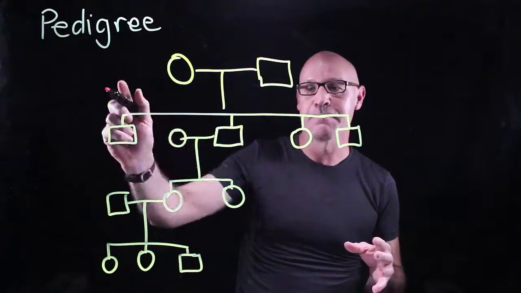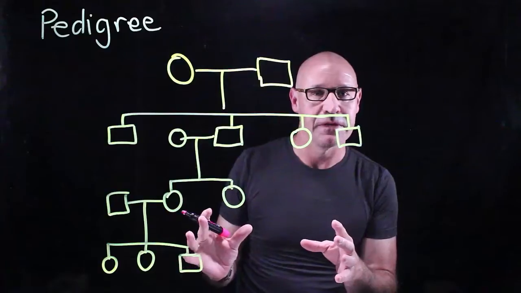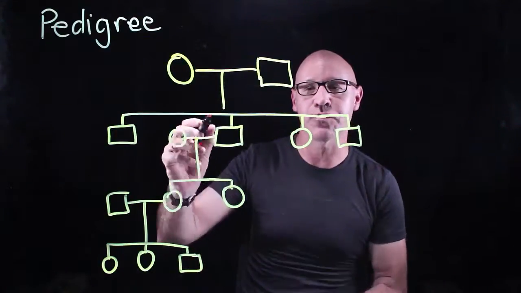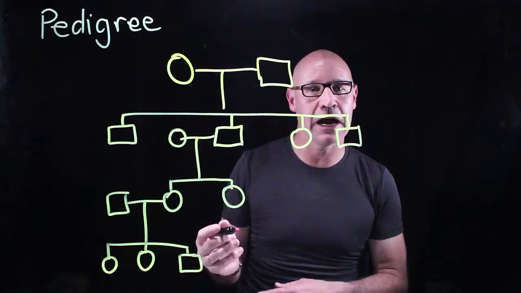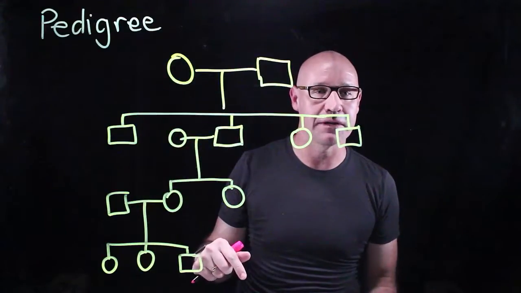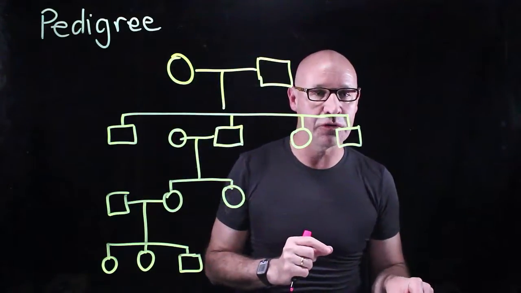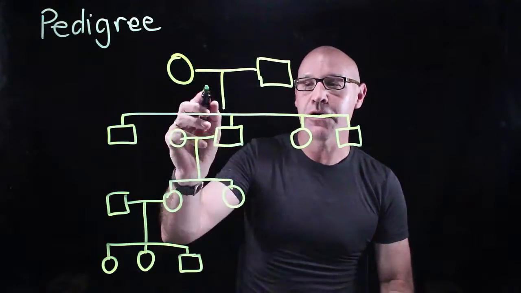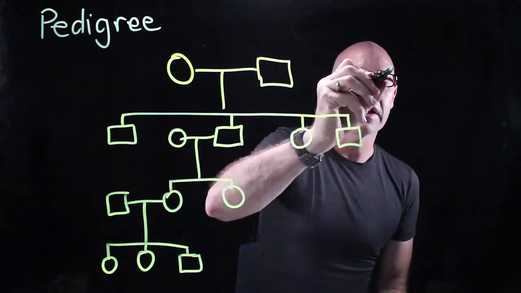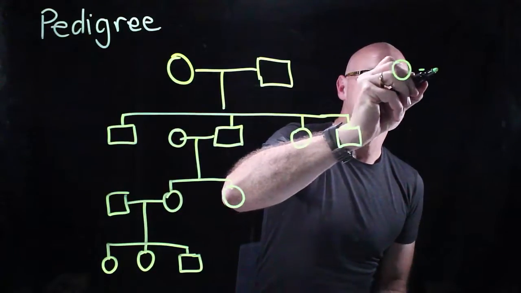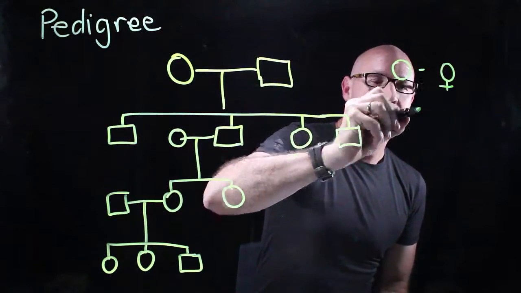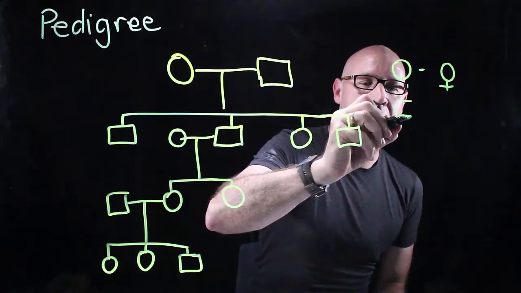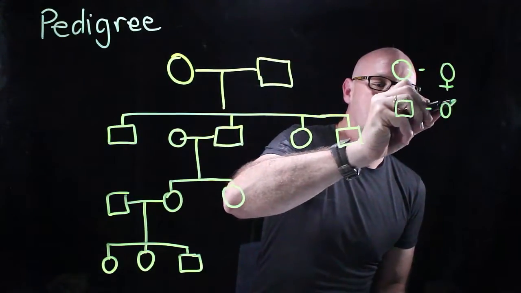A pedigree is a family tree, and it can be used to track the inheritance of a characteristic through a family. There are certain rules that we need to follow when we draw a pedigree. Firstly, the females are the circles and the squares are the males.